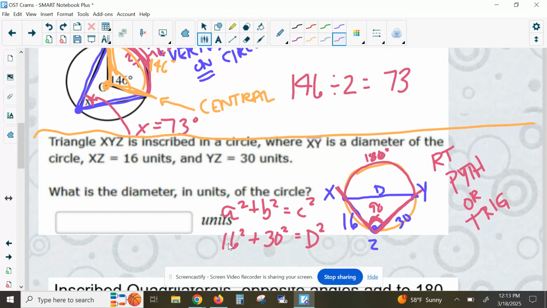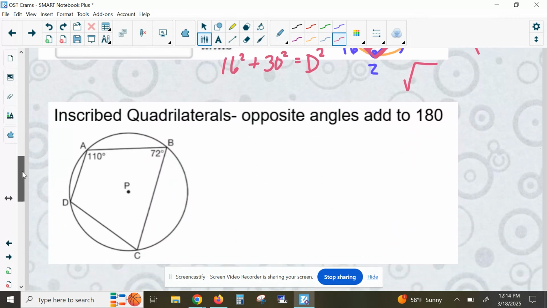And we can solve this. So remember, this is the part you're going to do yourself. So get 16 squared and 30 squared, and then add them together. And remember, to get the final answer at the end, you will need to square root both sides in order to get D by itself. And that will give you the length of the diameter.